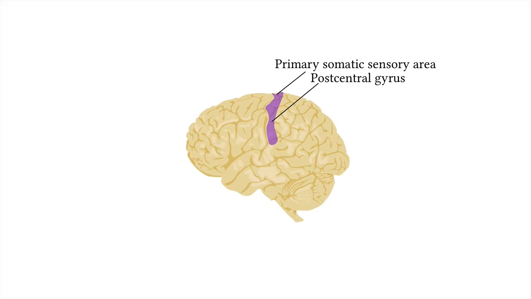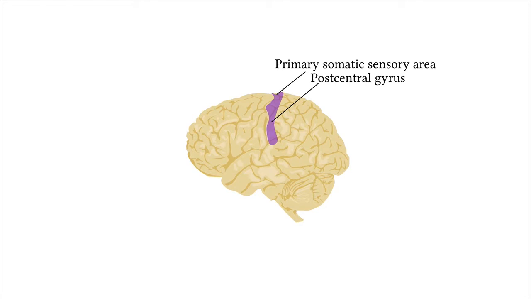The functional area, then, is where on the brain a specific function occurs, and that would be the primary somatic sensory area. However, that function doesn't occur on the entire postcentral gyrus, just most of it. The primary somatic sensory area has specific spots on it that correspond to every part of your body's surface.